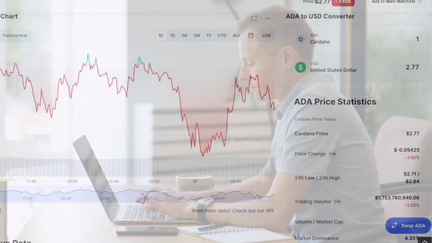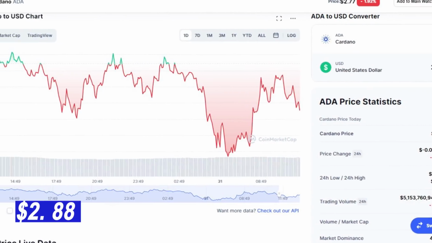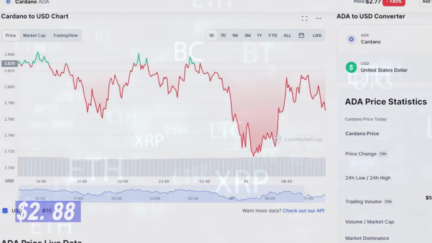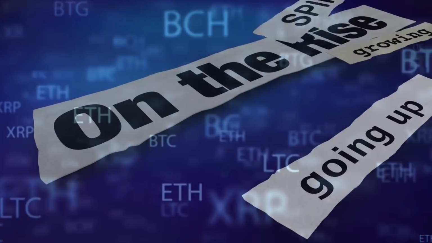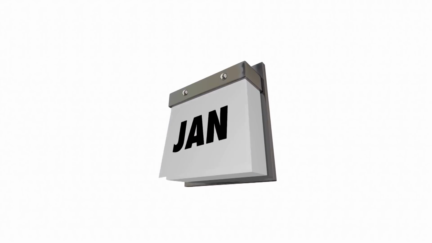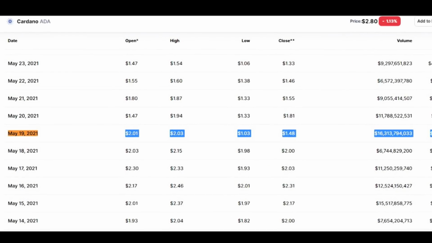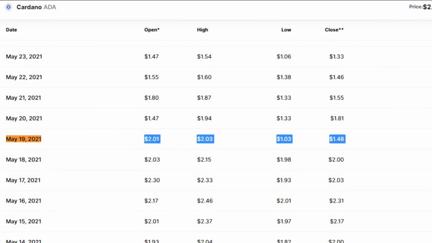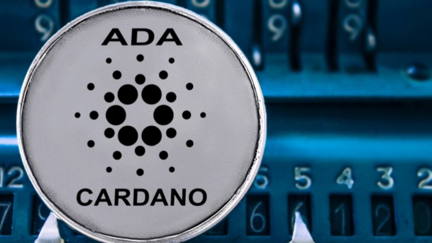Let's begin. We mentioned earlier that Cardano's price currently sits at $2.88. The crypto asset saw its price spike on the 13th of August, thanks to Charles Hoskinson's announcement of the Alonzo upgrade. It is worth noting that this month has seen its price surge above $2 for the first time since the 19th of May, which shows good potential for ADA.